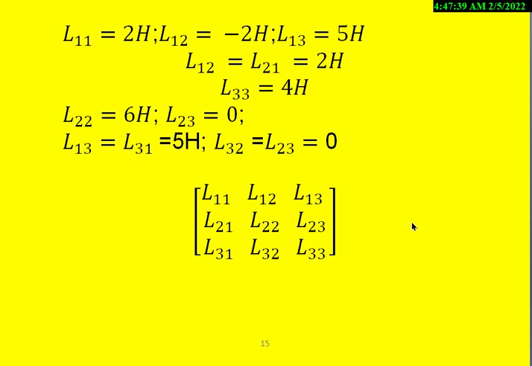L22 means it is the self-inductance of coil 2. L23 means it is the mutual inductance between coil 2 and coil 3. L31 means it is the mutual inductance between coil 3 and coil 1. L32 means it is the mutual inductance between coil 3 and coil 2. And L33 means it is the self-inductance of coil 3.